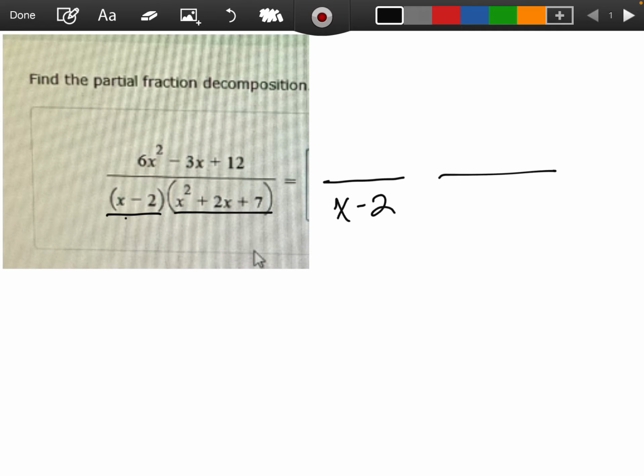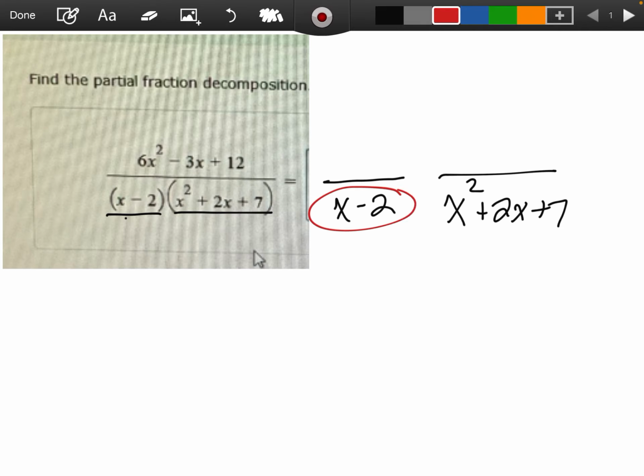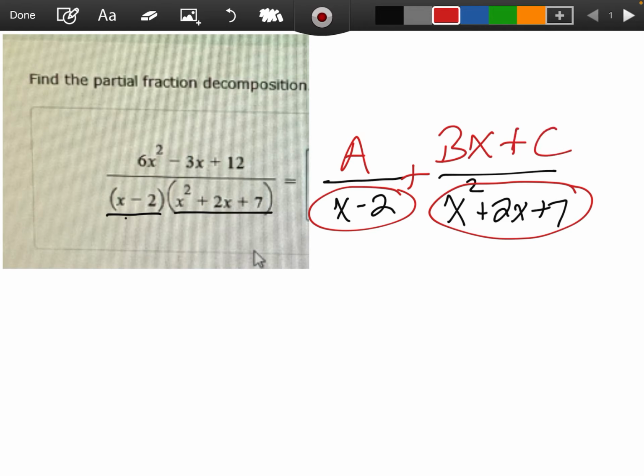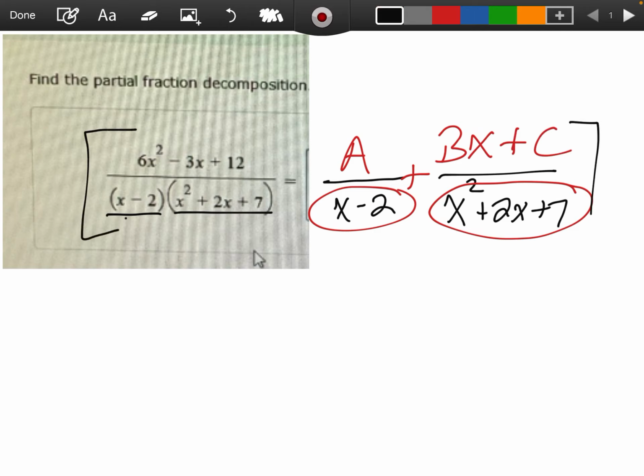So remember, my denominator is going to look like this. We're going to have two fractions. One of them, the denominator is going to be x minus 2. The other one is going to be x squared plus 2x plus 7. Since the first one is a linear factor, my numerator is just going to be a coefficient. And then, since this one is quadratic, my numerator is going to be a linear factor, right? So it's going to look something like that, bx plus c.